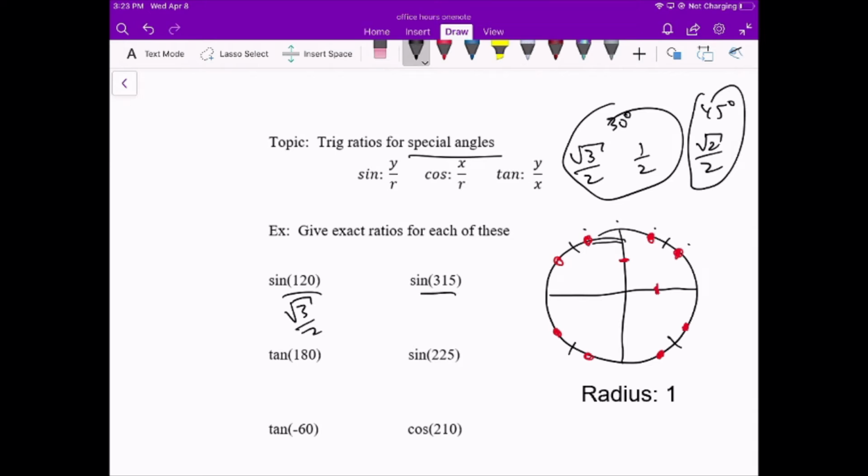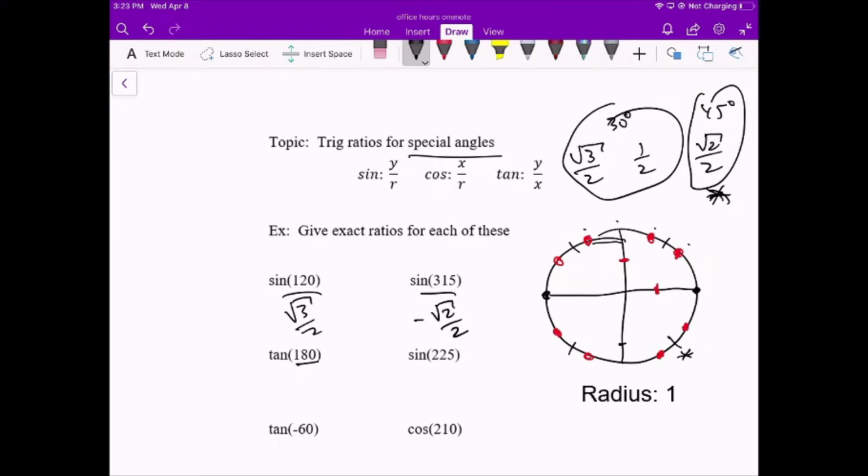For sine of 315, that's almost all the way around the circle. All the way around is 360. 45 less than that would get me right here at 315. Sine is the y-coordinate. The y-coordinate for that point is over here, and that's definitely a negative y-coordinate, so negative √2/2. Again, 45 type angle, the coordinates are both going to be √2/2.